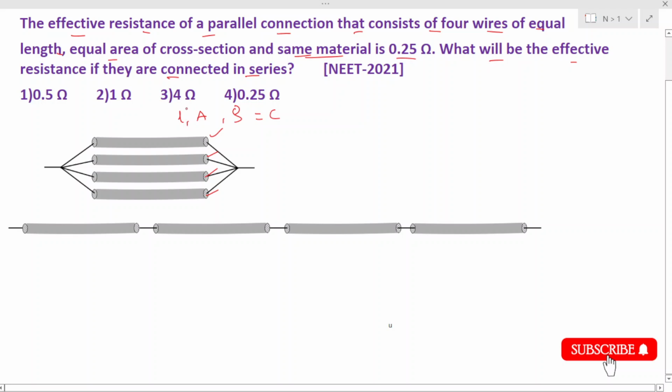Now L is constant, A is constant, and rho is also constant. We know the formula for resistance is R = rho L by A. Since these three are constant, their resistance will also be constant. That means these 4 wires have the same resistance, that is, R is constant.